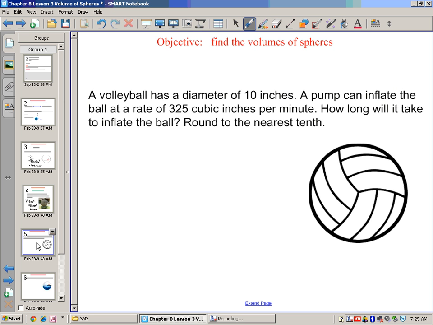A volleyball has a diameter of 10 inches. A pump can inflate the ball at a rate of 325 cubic inches per minute. How long will it take to inflate the ball? Round to the nearest tenth. Okay, first we're going to find out the volume of the volleyball. So once again, our formula, 4/3 pi r cubed.